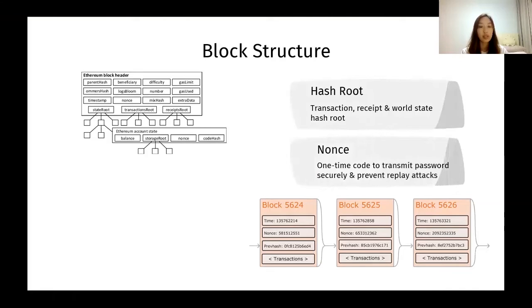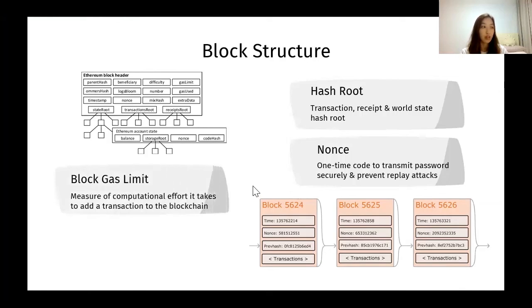And then we also have the nonce. So in cryptography, a nonce is a one-time code chosen randomly to transmit passwords securely and prevent replay attacks. So Ethereum has two types of nonce. There's the proof of work nonce and then the account nonce. So the nonce in the block is the proof of work nonce that is used as a meaningless number when mining. On the other hand, the nonce in a transaction is an account nonce that represents the order of transactions that an account creates.